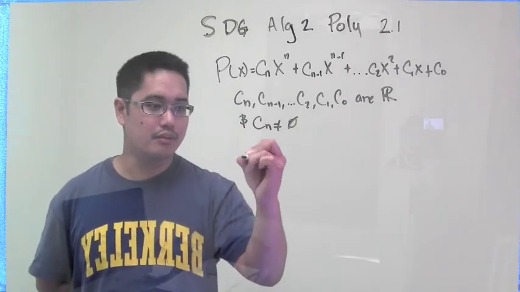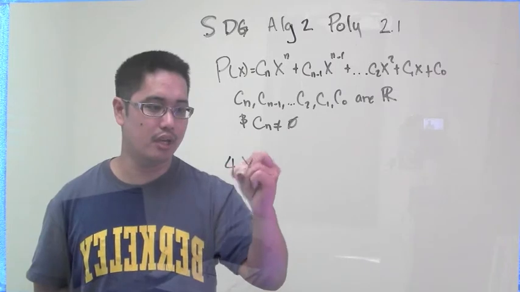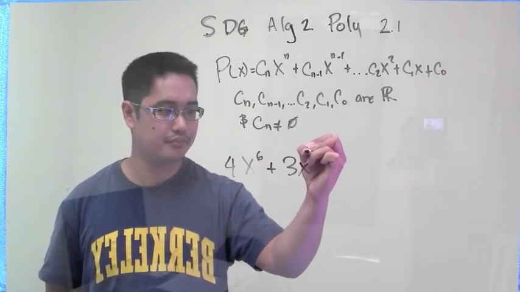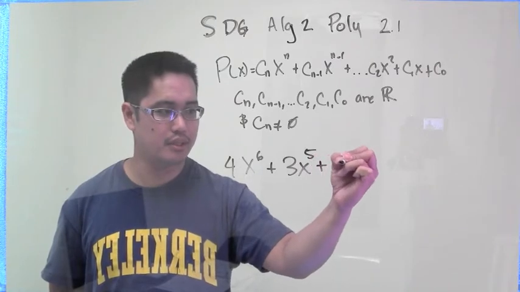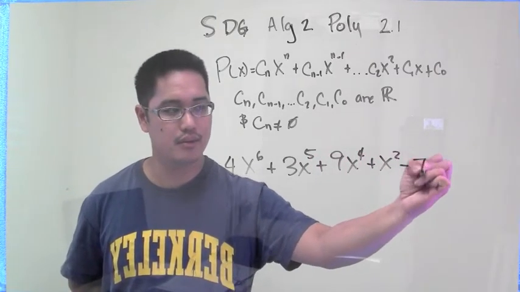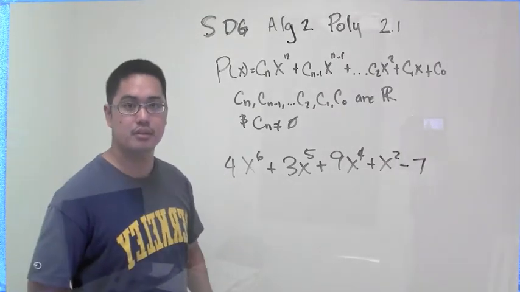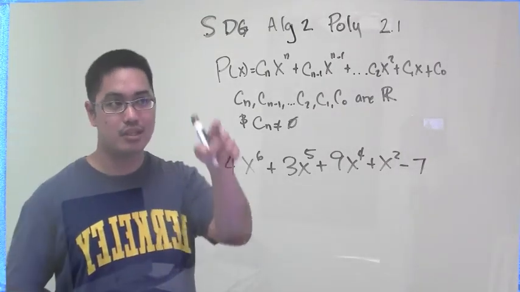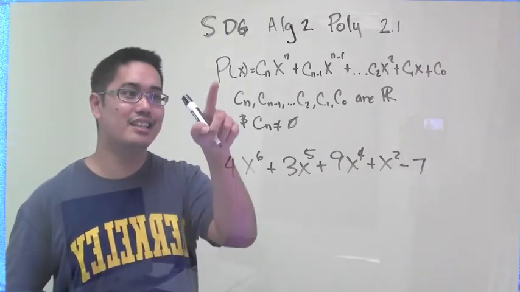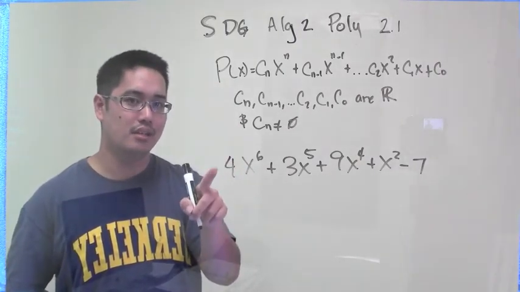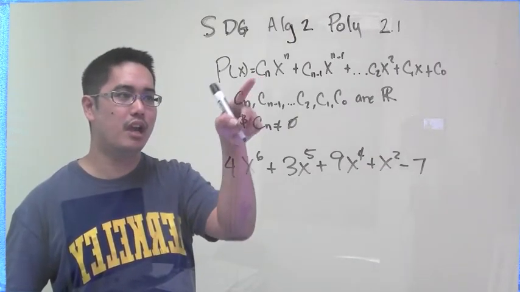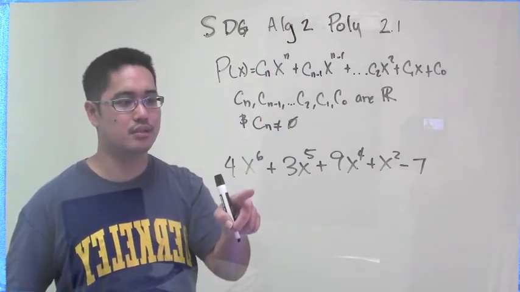This is a polynomial. 4x to the 6th power plus 3x to the 5th power plus 9x to the 4th plus x squared minus 7. That's a polynomial. This thing you're not freaking out about, and this one you kind of do. This and this are the same thing. All this is saying is that this is where n equals 6.